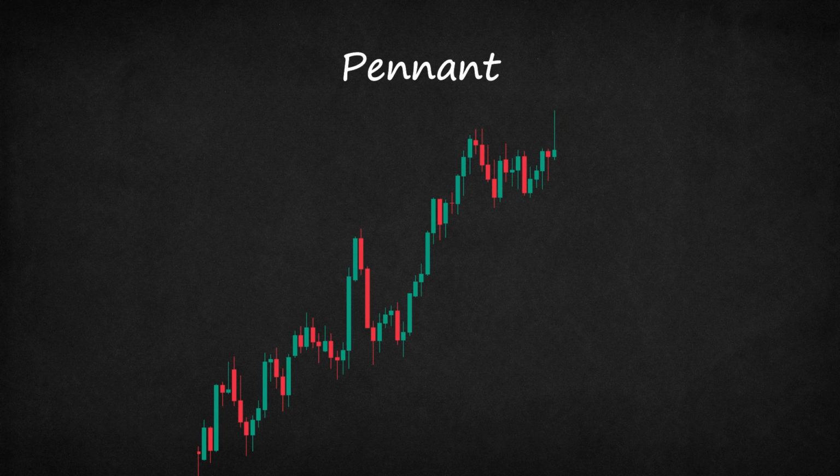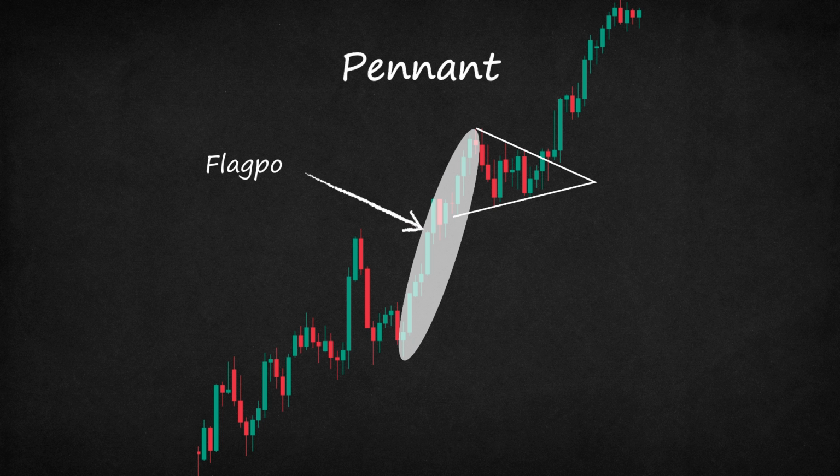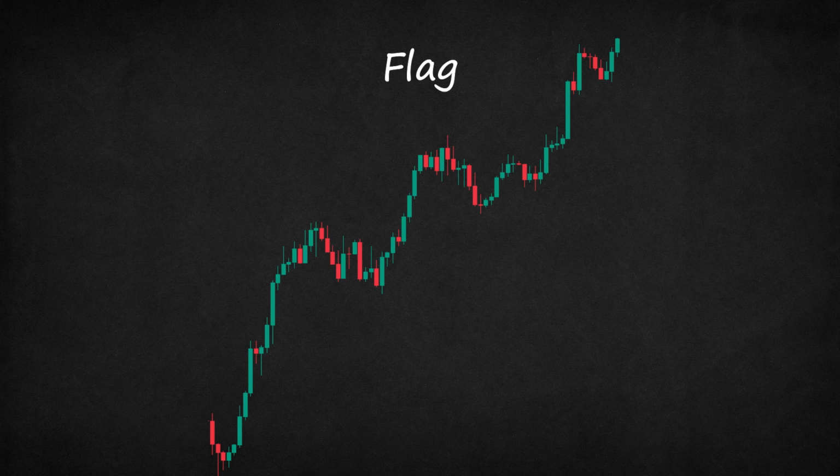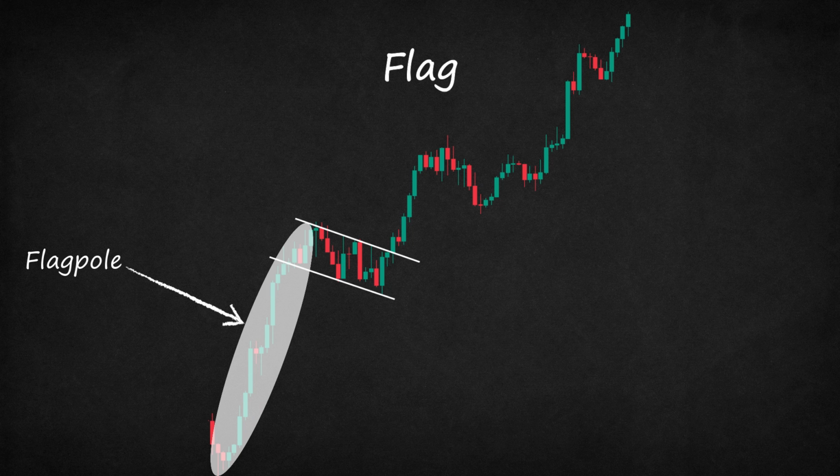Pennant pattern. The pennant pattern is the same as a symmetrical triangle, but formed from 20 candles or less, followed by a sharp move. The pennant can be bullish or bearish. Flag pattern. The flag pattern is formed from either two horizontal lines or two parallel swing lines, containing 20 candles or less, followed by a sharp move. The flag can be bullish or bearish.